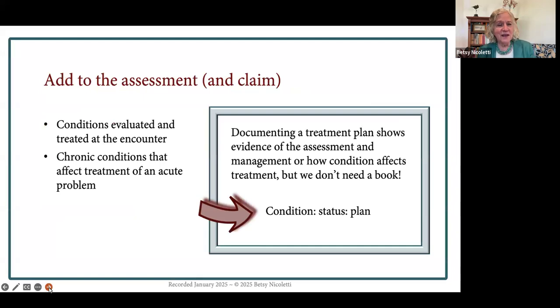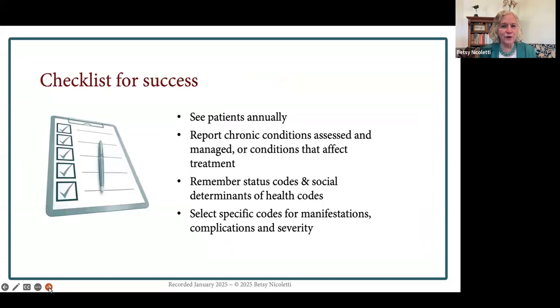So we're going to add to the assessment and thus the claim form conditions that are evaluated and treated at the encounter, chronic conditions that affect the treatment of an acute problem. And how are we going to document that? Documenting a treatment plan, documenting the condition, the status of that condition, and a plan shows evidence of the assessment. So we're not coding conditions off the problem list. We're not assuming conditions based on medications that the patient is given. We can take information from a current HPI if it's there. But in general, the gold standard is we get to the assessment and the plan, and we see the condition, the status, and the plan. Those are the conditions that we're adding to the claim form.